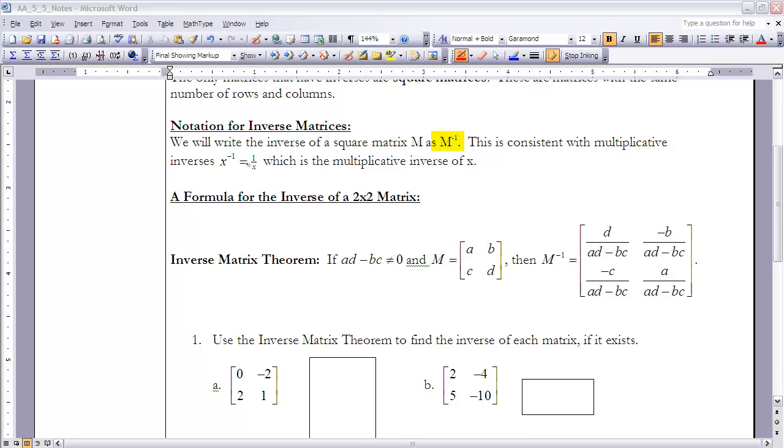Those two things, x and 1 over x, are multiplicative inverses of each other. In other words, if we multiply them together, we get 1, which is the identity for multiplication, just like 1, 0, 0, 1 is the identity for multiplication of matrices. So when we're talking about the inverse, we'll name the matrix and then raise it to the negative first power to refer to the inverse of that matrix.